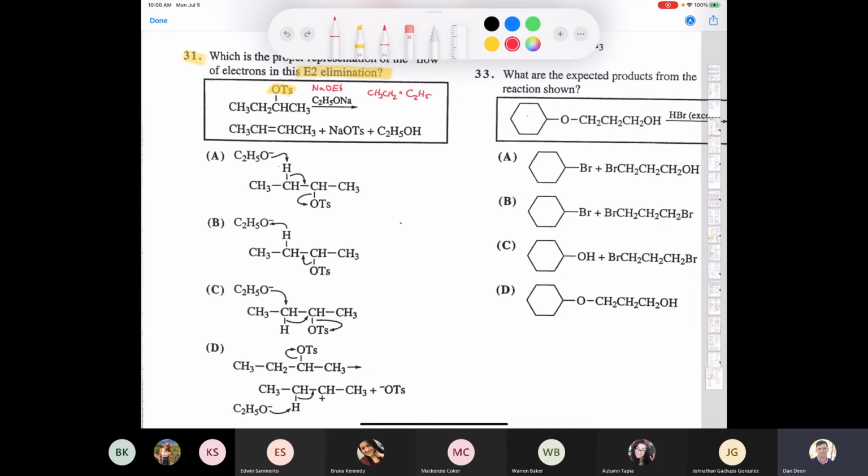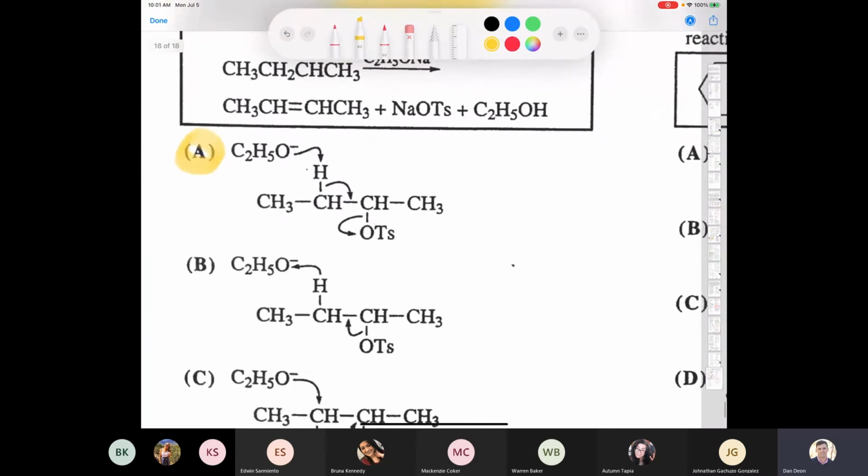Does anybody have an idea about question 31? Okay, yeah. I think the best answer is A. If we look at A, you see that in an elimination, we have a proton transfer and a loss of leaving group, right? And what would that form? That would form this compound. It would form 2-butene. I drew it as trans, doesn't matter.